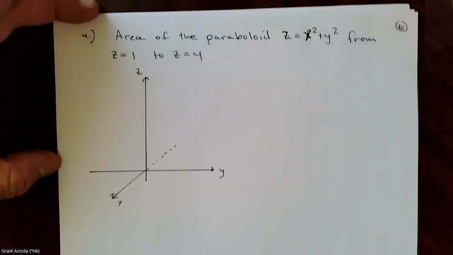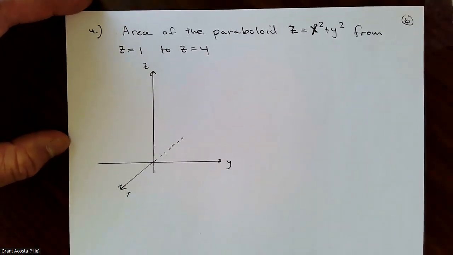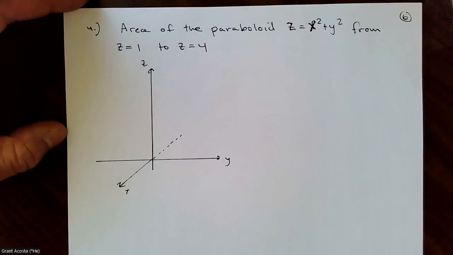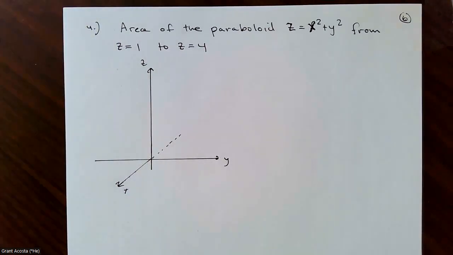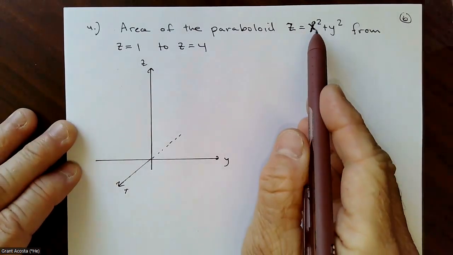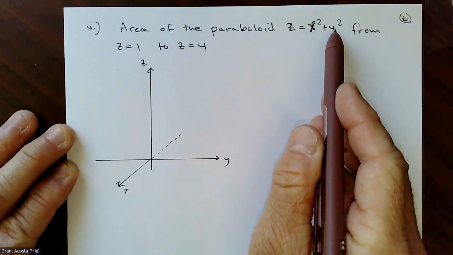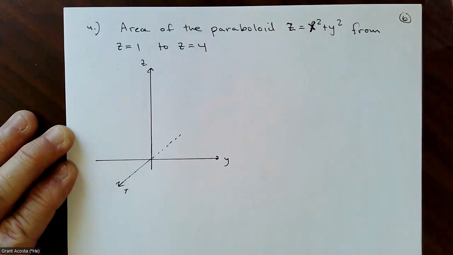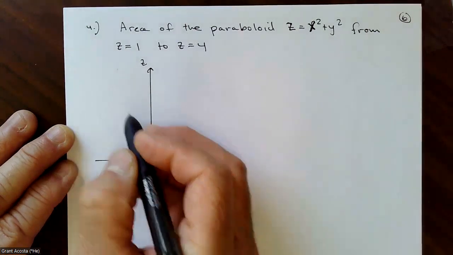Okay. Now, I mentioned at the beginning that I was going to share two other formulas. I showed you the gradient method. I'm going to use this example to show you there is a third formula that you can use to find the surface area. But let's first use the gradient formula to find the area of the paraboloid z equals x squared plus y squared from z equals 1 to z equals 4.